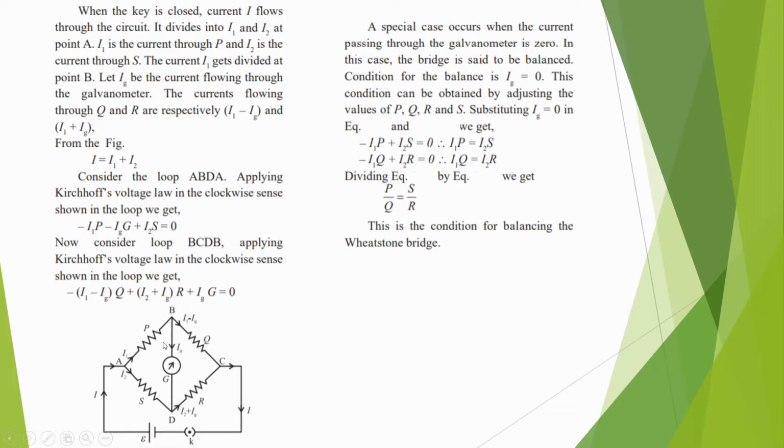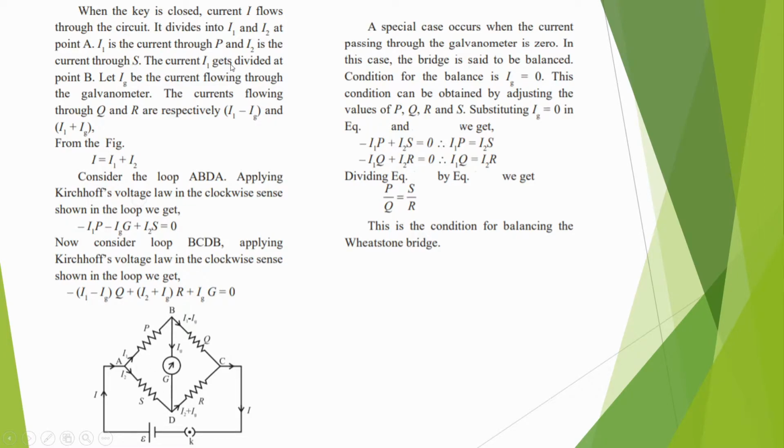This is the current I, and it flows through the circuit and divides into I1 and I2 at point A. Means when this current I reaches point A, it is divided in the form of two currents, I1 and I2. I1 is the current that passes through P, and I2 is the current that passes through S.